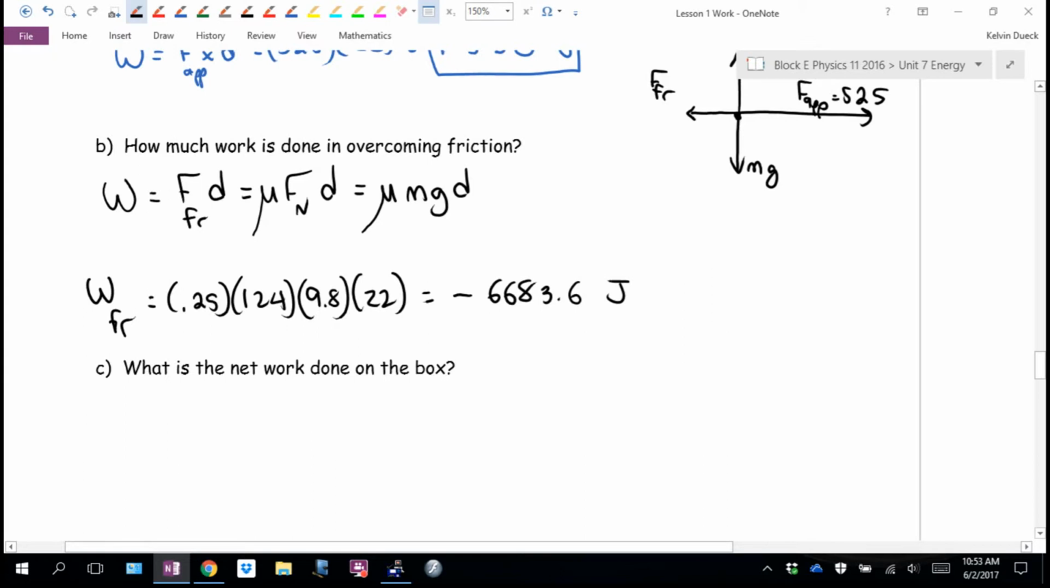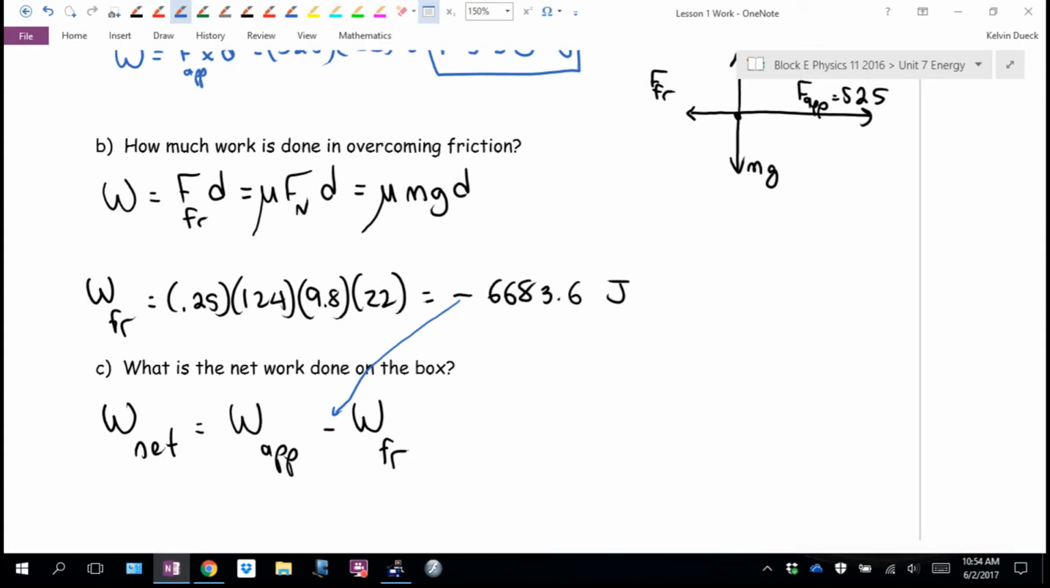What is the net work done on the box? What was left over? Well, the net work is going to be the work done by the applied force, take away the work lost to friction. Except it's not going to be a minus here. What I really mean is that negative is that negative there. You're losing energy. So part B, you could have called it a positive number and just called it a loss. You could have said 6,683.6 joules lost to friction, because lost implies a negative. Or you could just call it a negative. If you called it a loss, you would say the total work is put in, take away lost.